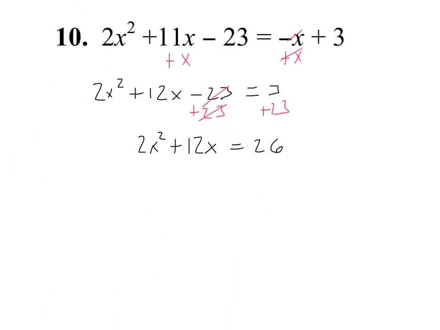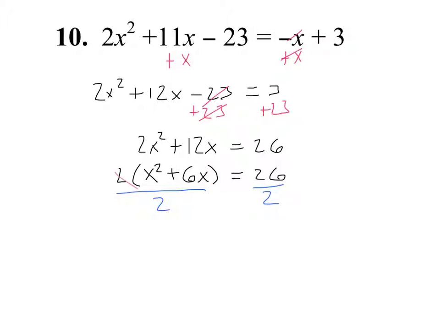So, looking at this problem, what do we need to do? Factor out 2. We've got to factor out a 2. That's a great way of thinking about it. So we're going to factor out a 2, which leaves us with what inside? X squared plus 6x equals 26. We need to divide by 2.